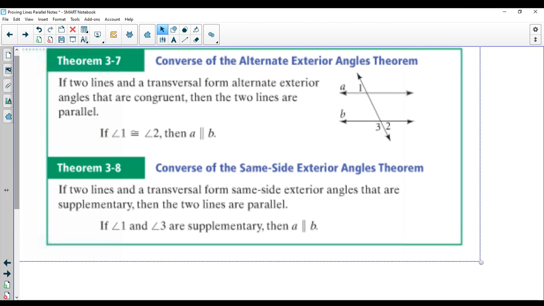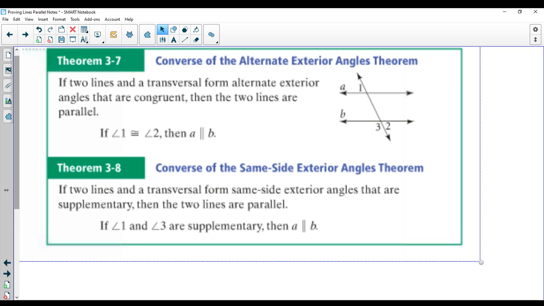And now for alternate exterior angles, it says if two lines and a transversal make alternate exterior angles that are congruent, then the two lines are parallel. So if angle 1 and angle 2 are congruent, then lines A and B are parallel. And finally, if two lines and a transversal form same side exterior angles that are supplementary, then the two lines are parallel. So in our diagram, if angle 1 and angle 3 add to 180 degrees, then the lines A and B are parallel. Okay, it's taking what you did on Monday and Tuesday and reversing it.